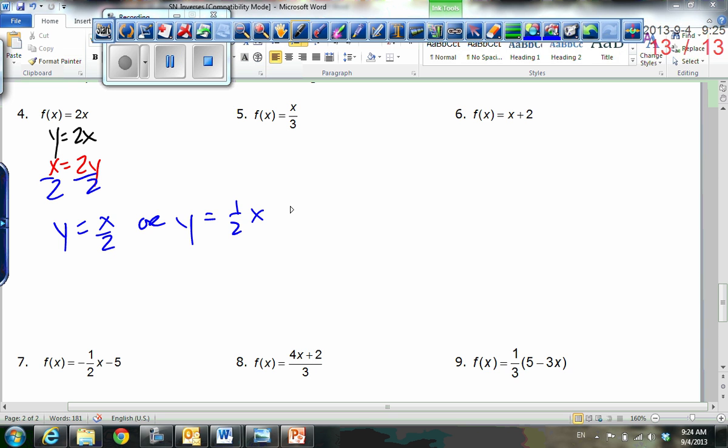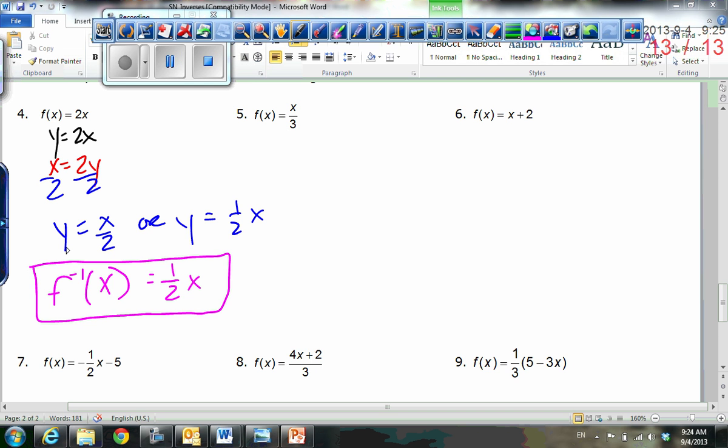Either way, it's applicable. The last thing it said to do was to rewrite it, instead of saying y, to use the inverse notation. So the thing in purple is the utmost final answer. We really need to get into a habit of rewriting everything with that inverse notation. Kind of went through that quickly. Any questions?